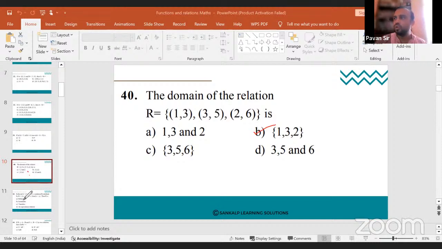Yes. YouTube students are also giving the correct answer, but I think some of you gave D as the answer for 40. Wrong. B is the correct answer. SP Ganesh, Rashmi. Okay, please make it correct. The next one.